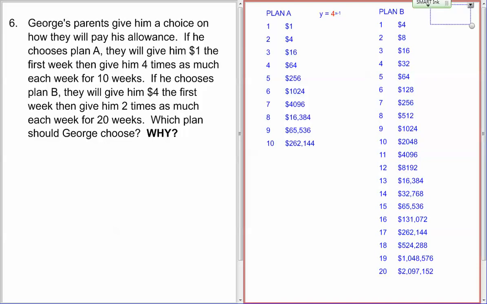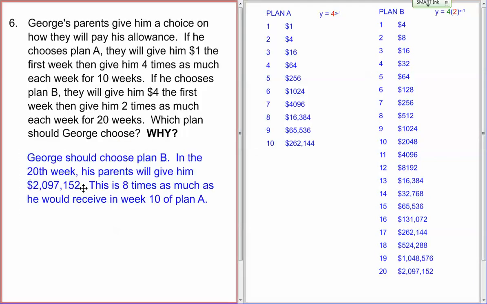And again, the equation for that, not that we needed it, was 4 times 2 to the power of x minus 1. So, in summary, George should choose plan B. In the 20th week, his parents will give him $2,097,152. This is 8 times as much as he would receive in week 10 of plan A.